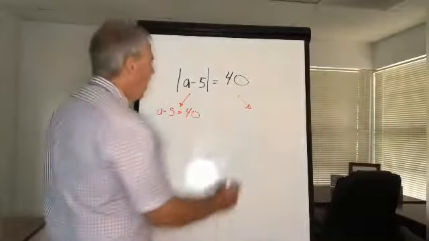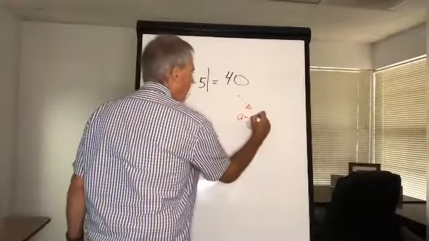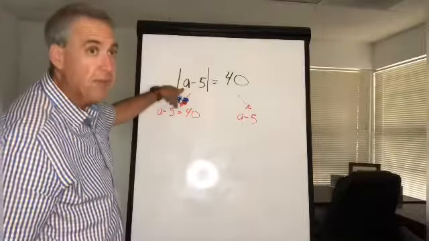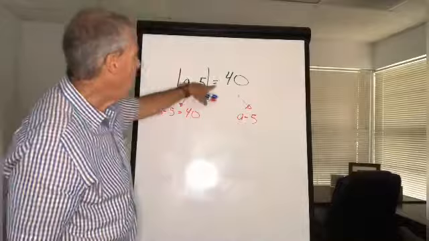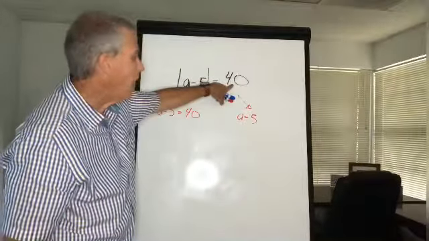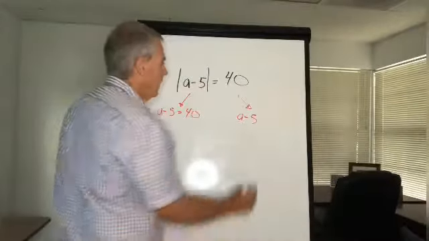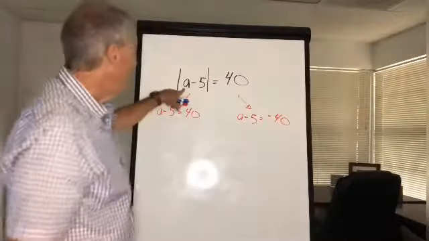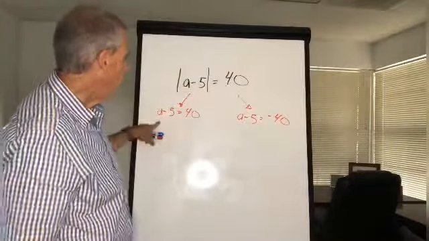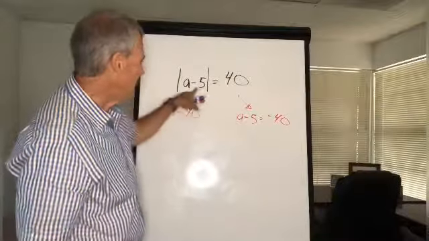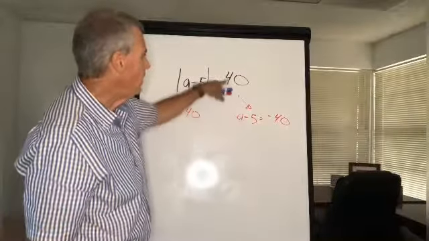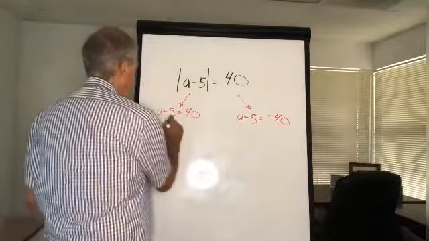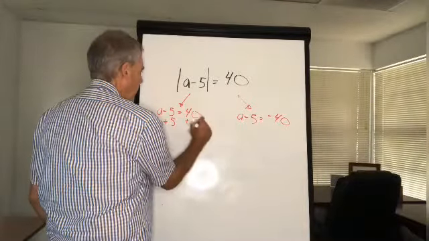I always put both problems down before I start working on one of them. Again, the thing in the absolute value doesn't change, but now we take the opposite of positive 40, which is negative 40. So we set this thing equal to a positive 40 here, and over here it's the same exact problem, except we make this thing negative. Now you just solve it. Plus 5, both sides.